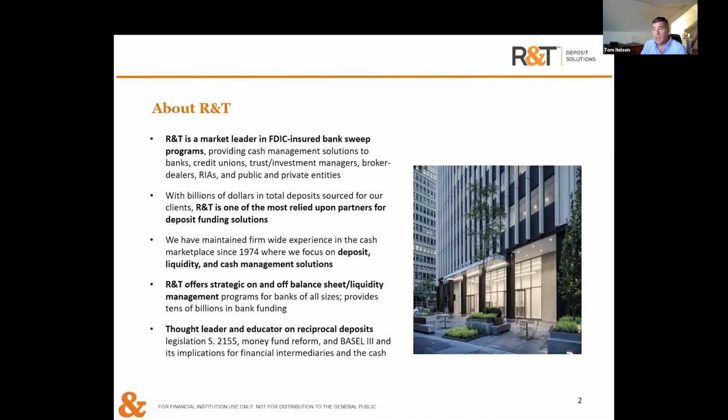But Rich and Tang, we're now known as R&T. We rebranded ourselves recently. We're a leader in the FDIC insured sweep space. We provide cash management solutions to pretty much all types of financial institutions, from banks, credit unions, trust departments, trust companies, broker dealers, and on and on. We have more than $100 billion in deposits under administration. We've been in this business of cash since 1974.